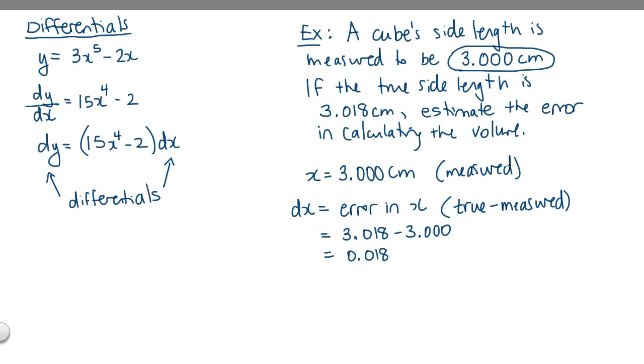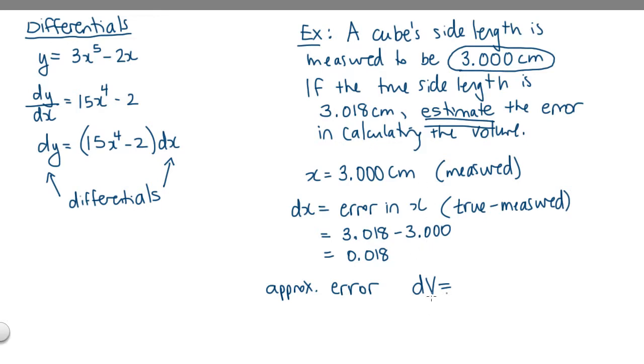So we've got our measured value, and we've got our little bit of error here. And the question is asking us to estimate, so that's going to be an important word here, estimate the error in calculating the volume. So what the question is asking us for is the approximate error. Not the exact error, but just an estimate of the error. So the approximate error, and that approximate error again comes from a differential. So we would like the differential of v. All right, so we'll calculate that in a minute.